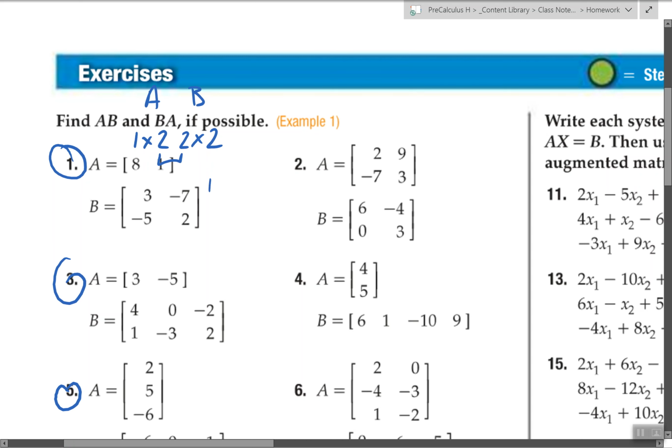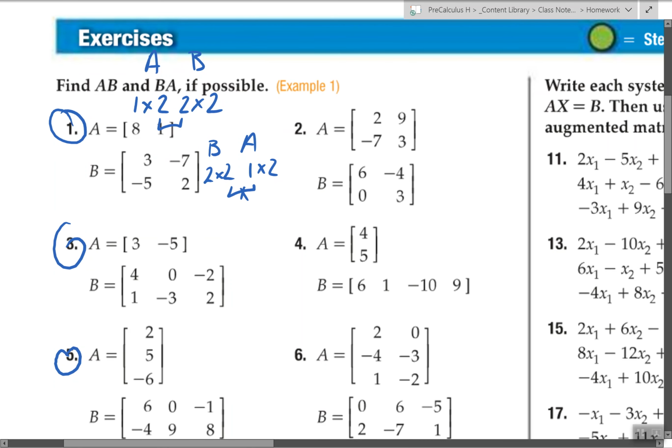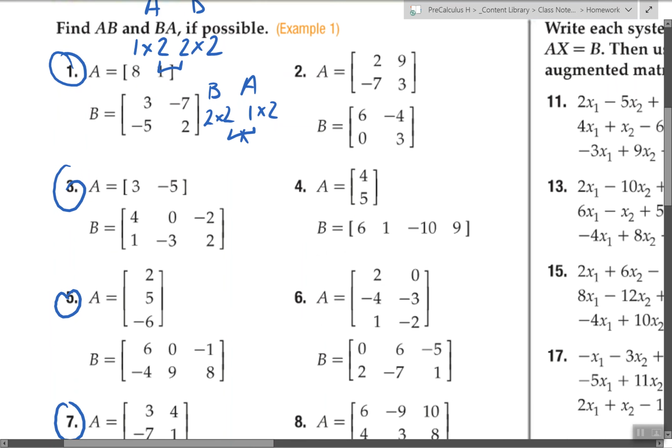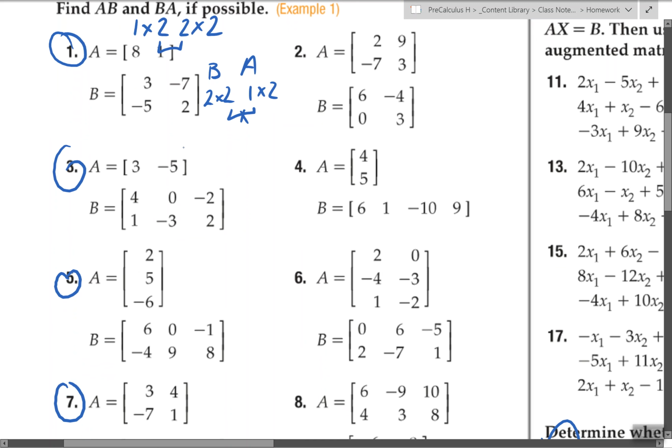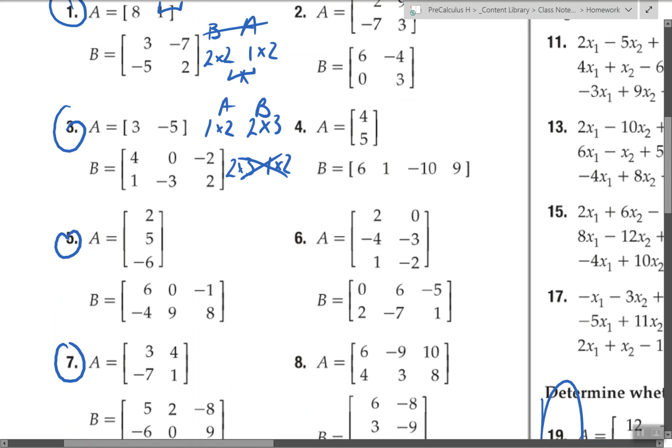But if we go the other way, if we do B times A, it'll be a 2 by 2 times a 1 by 2. So that does not work. So BA will not work there. I'm going to go through the other three here and just verify that all of these will or will not work. So here A is a 1 by 2, and B is a 2 by 3, so that should work. And if we go the other way around, 2 by 3 and a 1 by 2, that will not work. So AB again works here, BA does not.